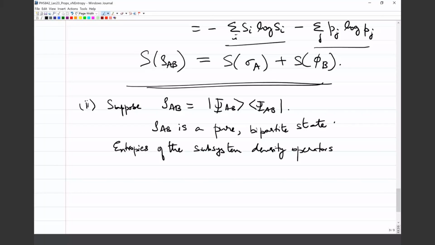I'm sure some of you are doing a project on entanglement entropy and all of that. So when I have a pure bipartite state, we learned a technique last semester which allowed us to expand a pure bipartite state in a particular way.